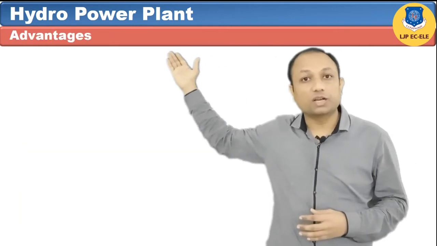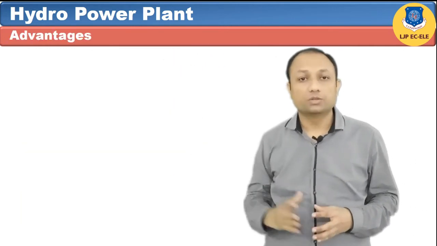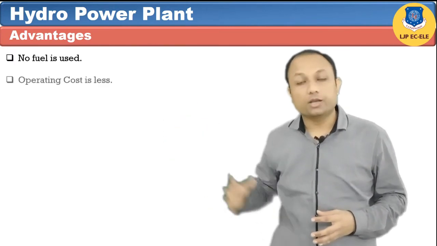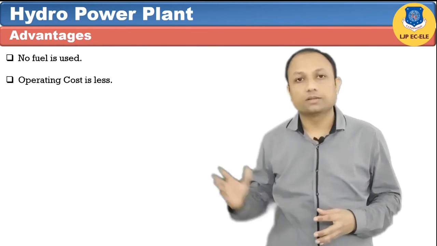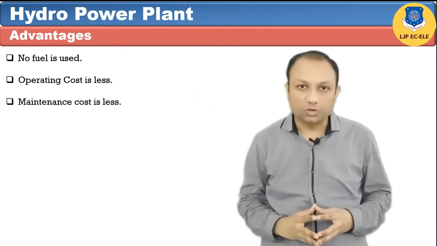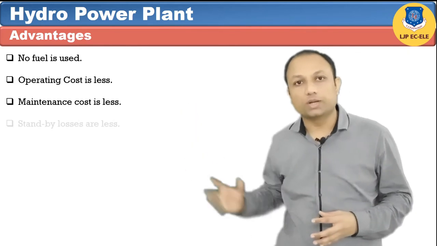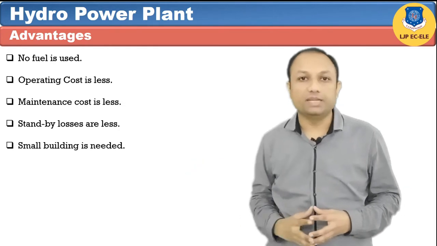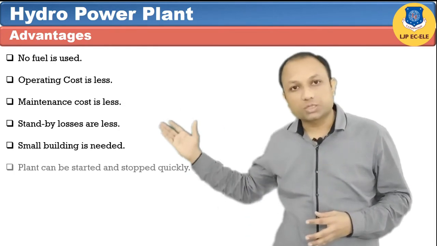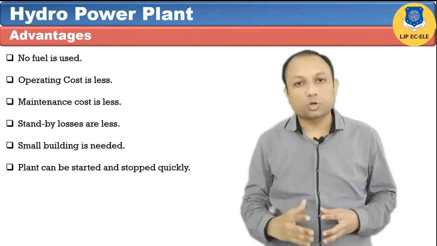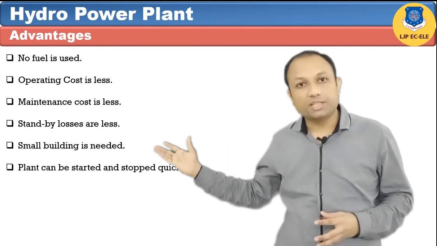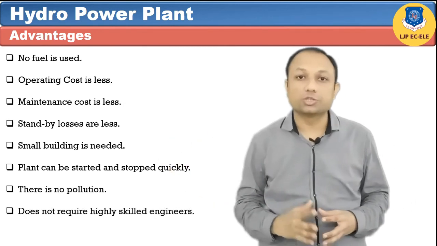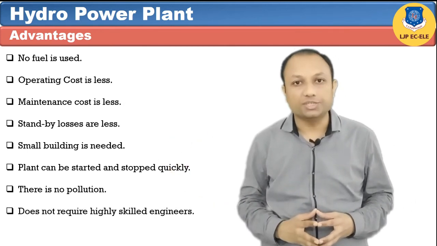Let's discuss about the advantages of hydropower plant. So first one, no fuel is used. Second, operating cost is less. Third one, maintenance cost is less. Fourth one, standby losses are less. Fifth one, small building is needed. Sixth one, plant can be start and stop quickly. Seventh one, there is no pollution. Eighth one, it does not require highly skilled engineers.